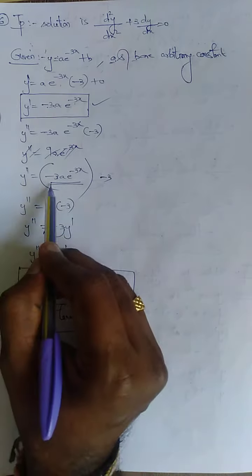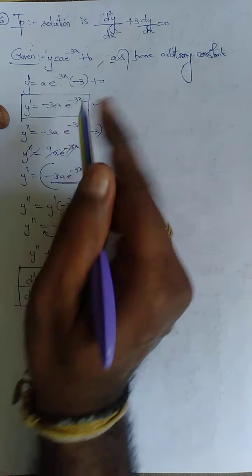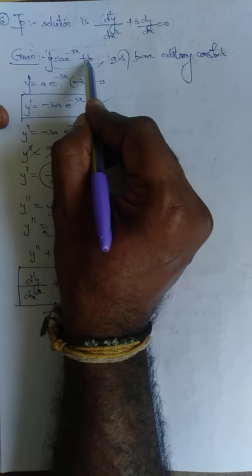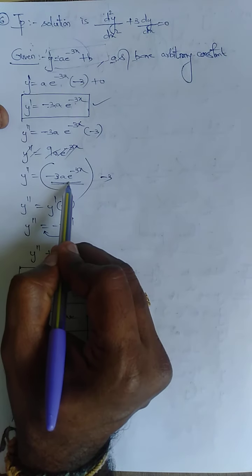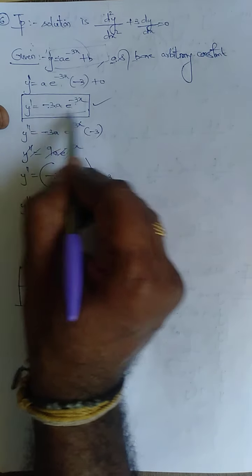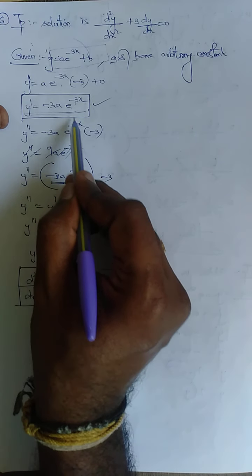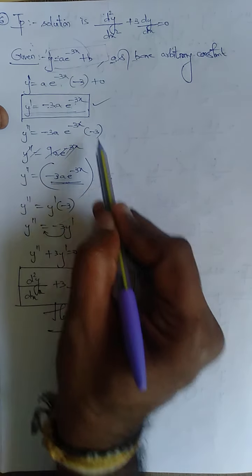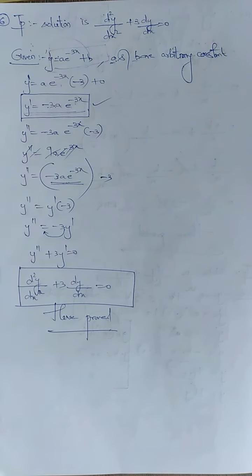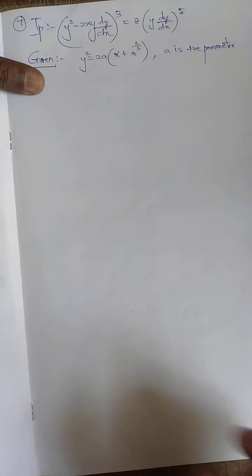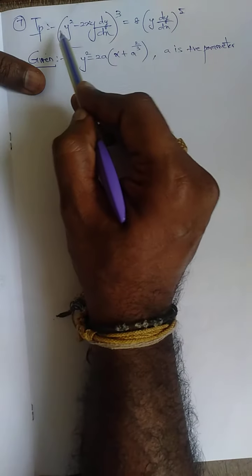The main logic I need to point out here: we could take it from the first equation, but b comes in again. So to avoid b, we need to take this one, minus 3a e power minus 3x, which is nothing but y dash. Y dash into minus 3, and we get the answer very easily. So this is one of the toughest sums to prove.